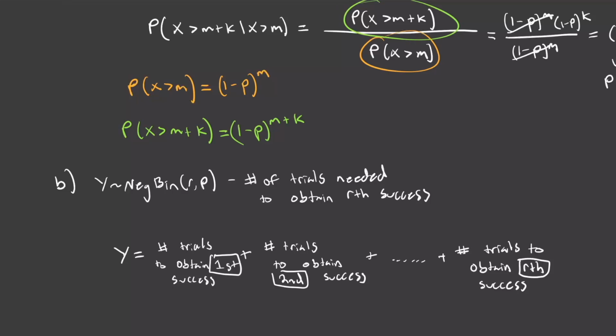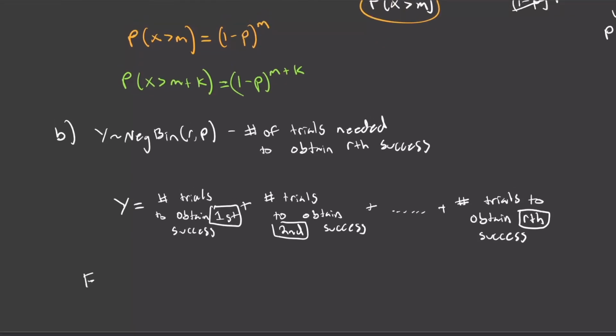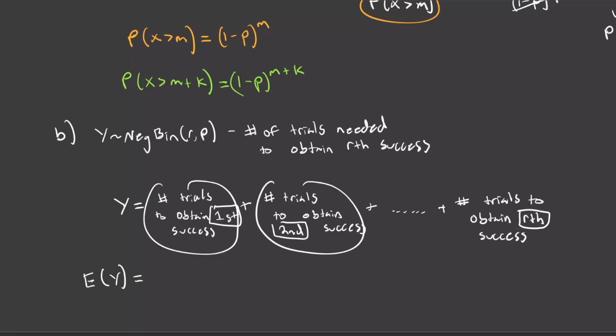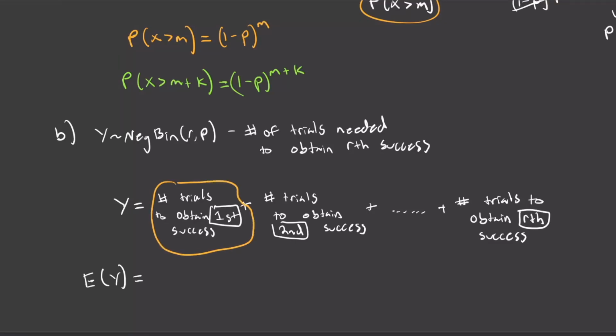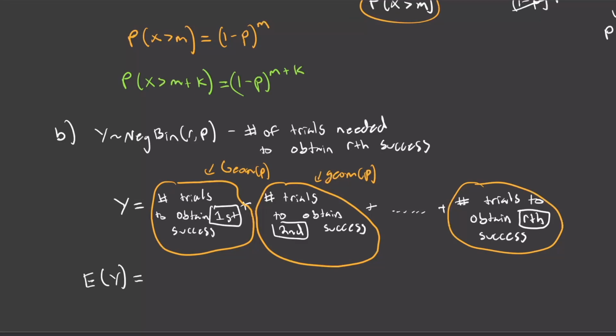Now, by linearity of expectation, which we've already proven, the expected value of Y is just going to be equal to the sum of the expected value of this, plus the expected value of this, plus all the way up to the expected value of that. That's just linearity of expectation. But all of these are also just going to be geometric random variables. The number of trials to obtain the first success is going to be geometric with parameter p. The number of trials to obtain the second success from the first success is also geometric with parameter p. The number of trials to obtain the rth success from the (r minus 1)th success is also going to be geometric with parameter p.